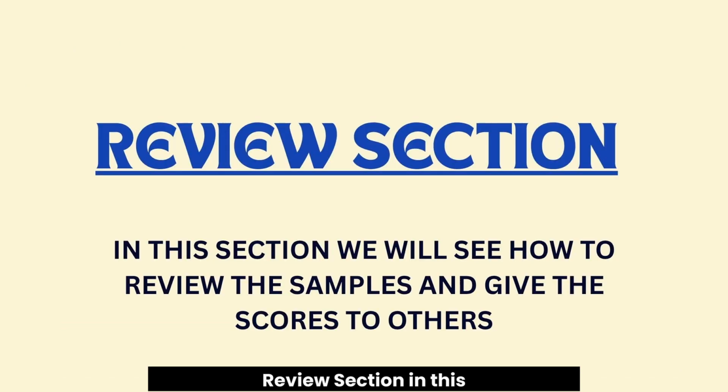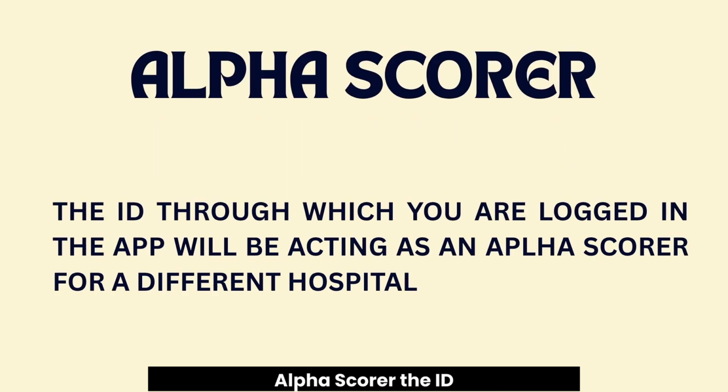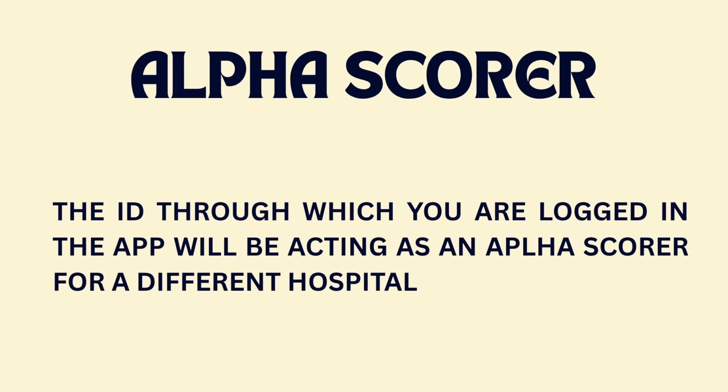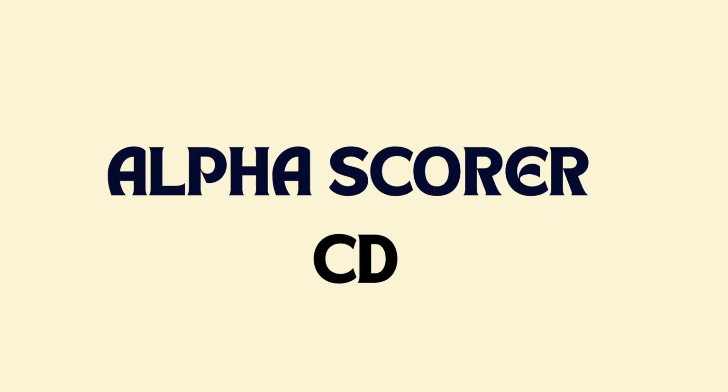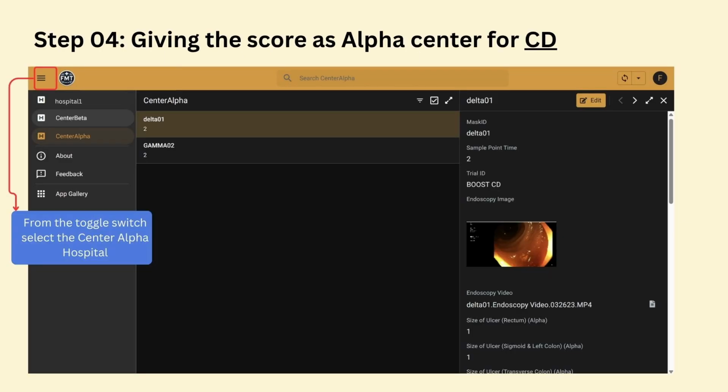Review section. In this section we will see how to review the samples and give the scores to others. Alpha scorer: the ID through which you are logged in. The app will be acting as an alpha scorer for a different hospital. From the toggle switch, select the center Alpha Hospital.